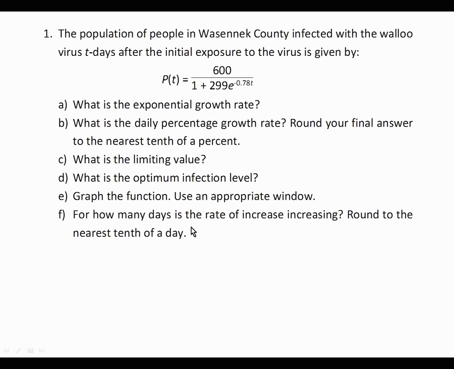Now, trying to set the appropriate window, we can actually get some of that by looking at what the function is, because remember, inside of here is the carrying capacity. Use kind of the maximum number. And also inside of here, we can figure out what the initial exposure was. But usually you can't have negative values. So our x min and y min would be 0 for part E.